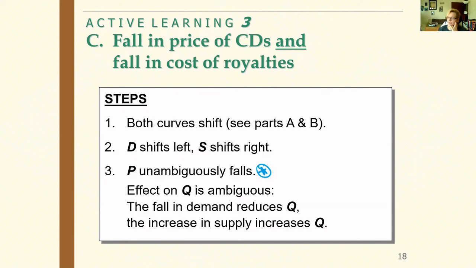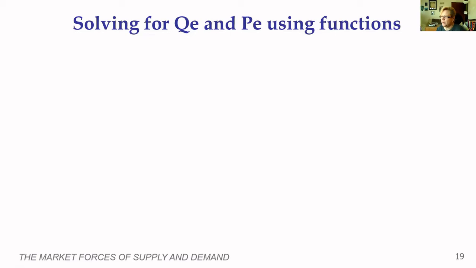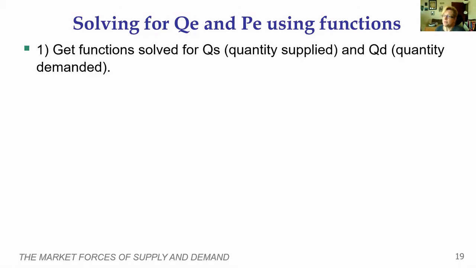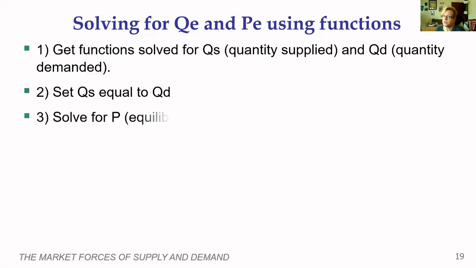Okay, cool. Now we're going to go back to equations and functions and solve for price equilibrium and quantity equilibrium. Here are your steps. The first step is to get the functions for quantity demanded and quantity supplied. Then set those two equal to each other and solve for either price or quantity. In this case, we're going to solve for price, which will be our equilibrium price, because price equilibrium occurs where the quantity demanded equals the quantity supplied.